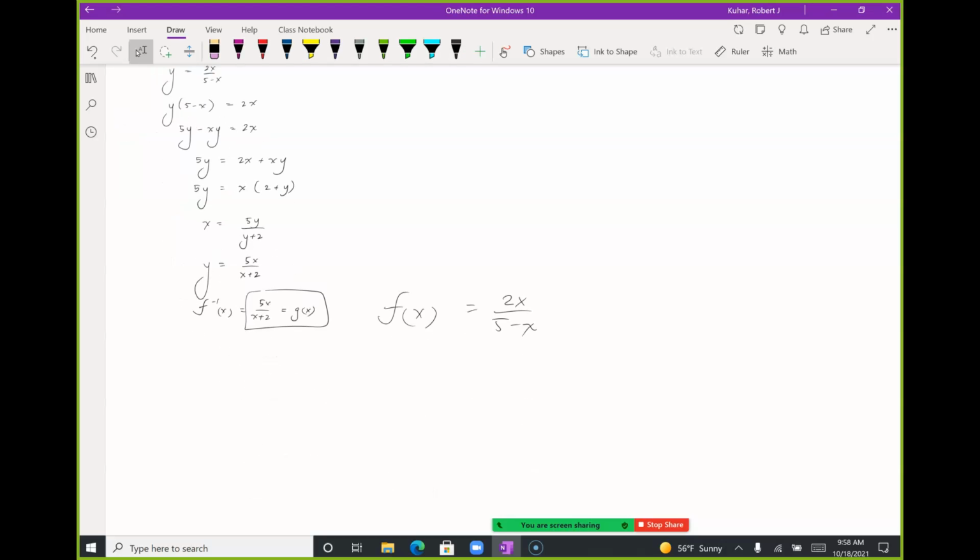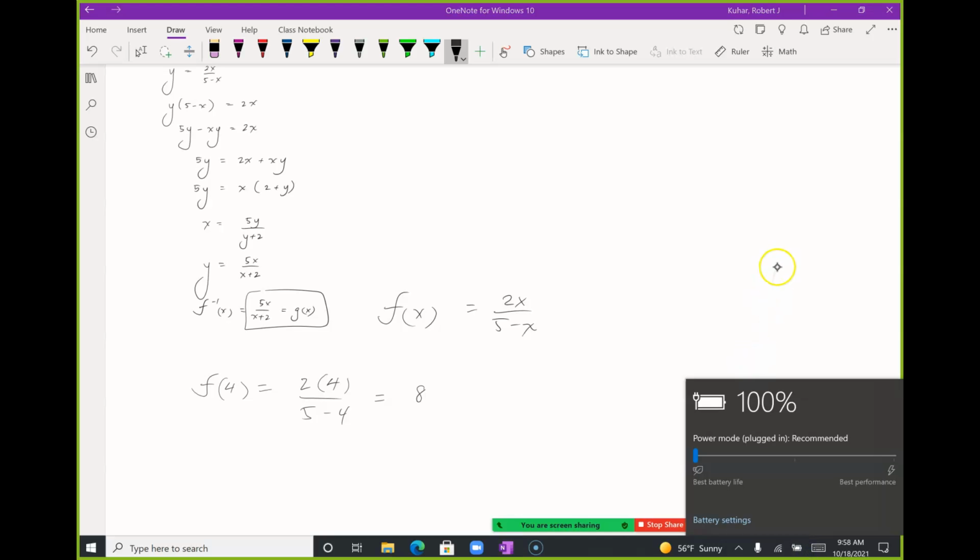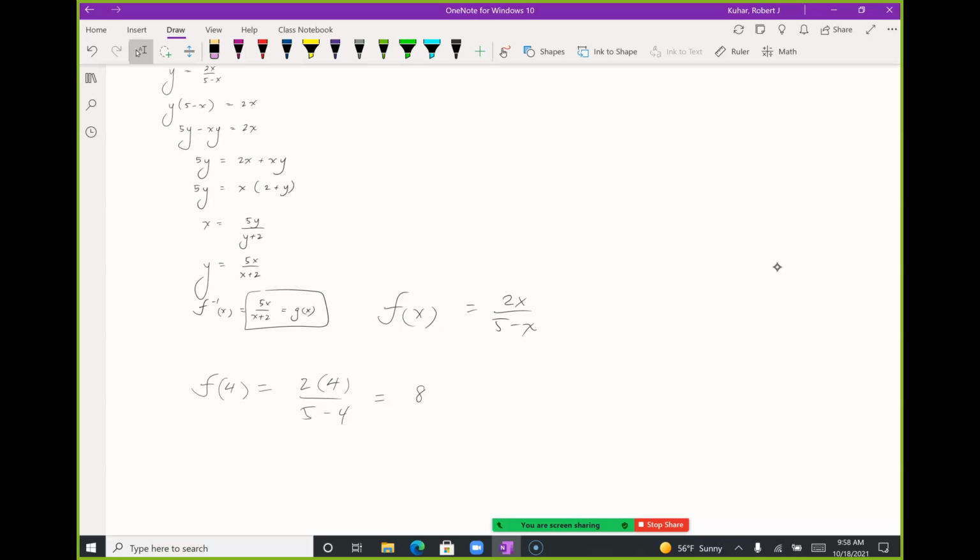Sure, 4. So f of 4 turns out to be 2 times 4 over 5 minus 4, so 8. When I put a 4 into my machine, out came an 8. Now I want to put an 8 into g. Exactly: 5 times 8 over 8 plus 2. That's 40 over 10, that's 4. Inputs and outputs switched. I think I got the inverse.